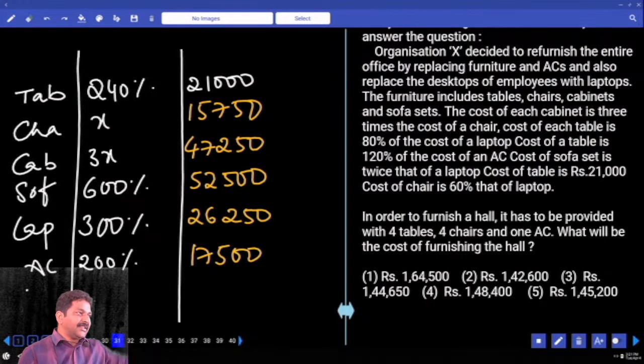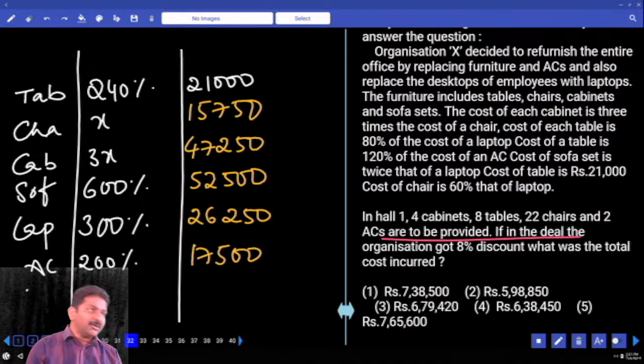See, once after getting these values, you just need to identify how many tables you need, how many chairs you need, how many ACs are required, how many laptops required. Like that you need to calculate. I hope you can answer the remaining questions. Can you do that? So can I start with the other set? Sure.